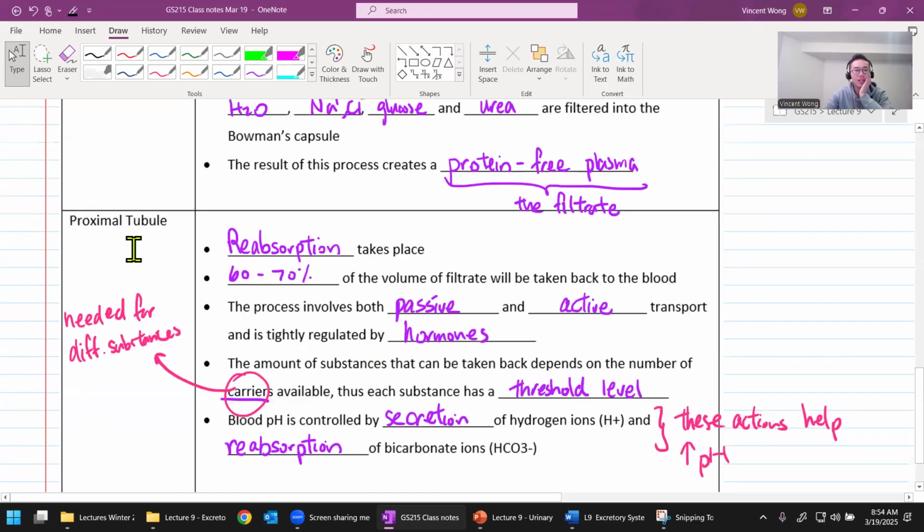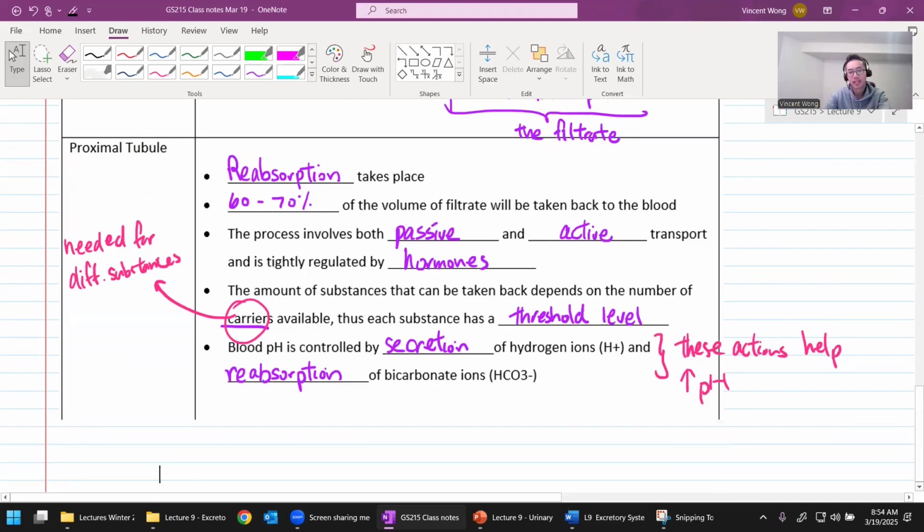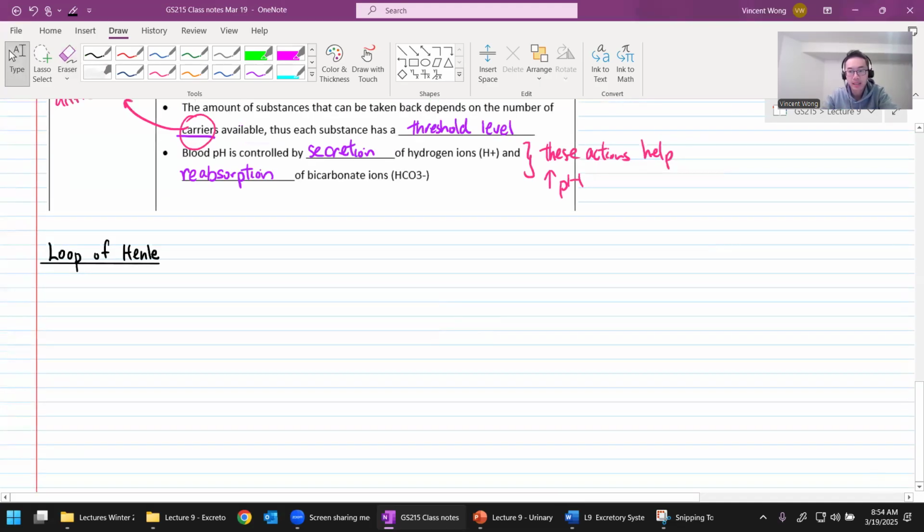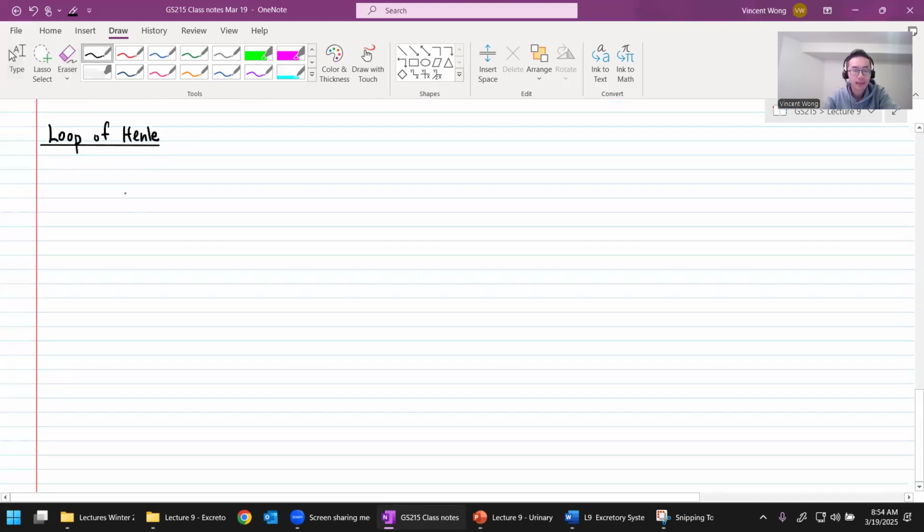All right. So after the proximal tubule, where do we go next? Loop of Henle. Yep, the descending limb of the loop of Henle. I suggest you start a new note. I'm gonna write quite a bit for the loop of Henle. All right, so here we go.